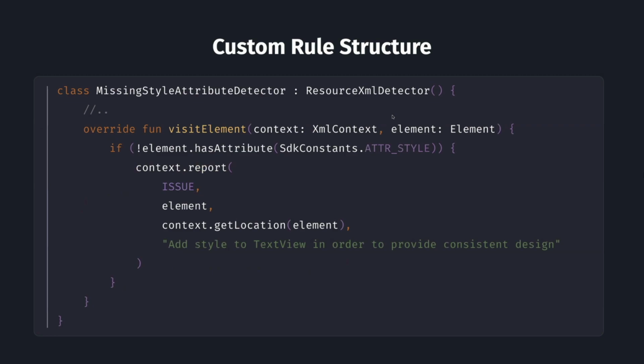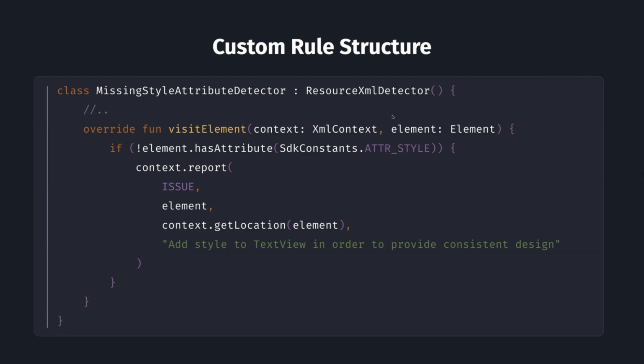And the last bit would be the visit element. This is the method that gets called whenever the conditions for your lint rule or the scope that you have specified is actually visited by the parser, and you would get the parameters as a context and an element. Now, using the element, you can check the various properties of the element. So in our case, we wanted to know if the text view had the style attribute. So this is what we're doing here.